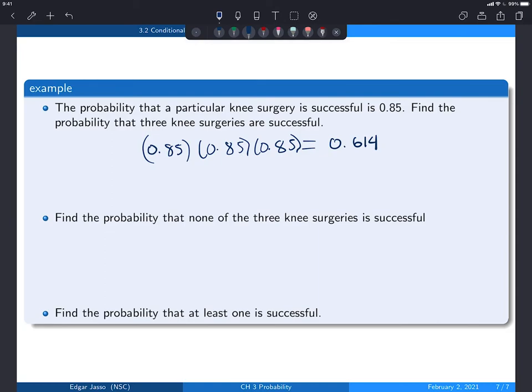Now, if you find the probability that none of the 3 are successful, that means that they were all failures, right? So the probability that the first one was not successful is the complement of 0.85, so it's 0.15. But I also want the second one to not be successful, so it's 0.15. And I want the third one to not be successful, so 0.15. And if you do 0.15 to the third power, you get something close to 0.003.